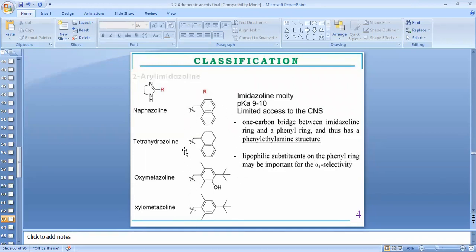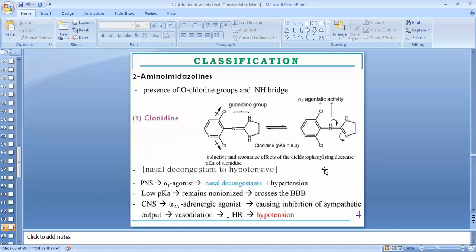See, number of carbon atoms increase झाले. म्हणजे हे कसले substituents आहेत? Lipophilic substituents on the phenyl ring may be important for alpha-1 selectivity. See, phenyl ring present असल्यामुळे यांचे जे काही ऍक्टिव्हिटीज आहेत किंवा यांच्या जी काही ऍक्शन्स आहेत दे आर मोर टुवर्ड्स दी अल्फा 1 रिसेप्टर.